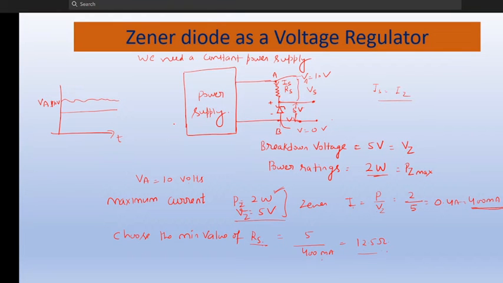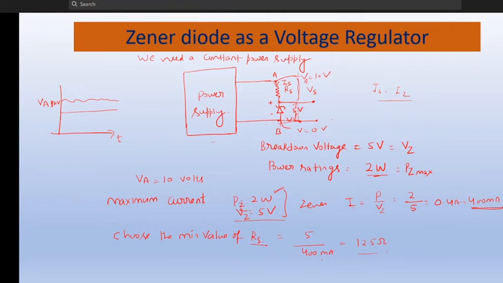In this we are considering that we are designing a power supply. As I said, there are variations in the input supply. VA is 10 volt, but there are some ripples. We want to have a regulated output. So what I have done in this power supply, this is a part of a power supply only.